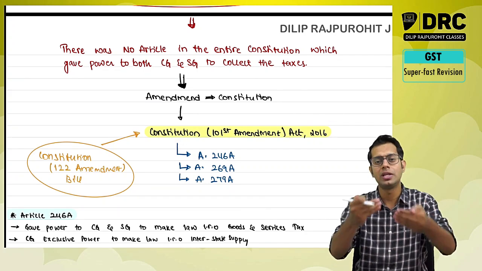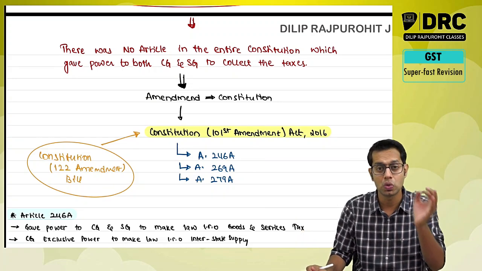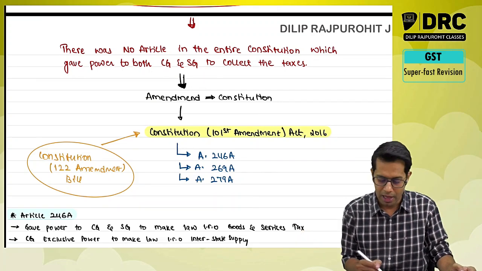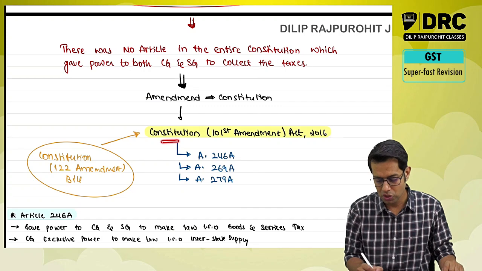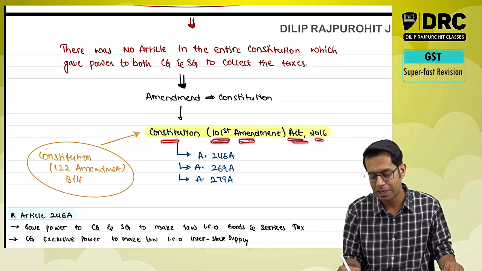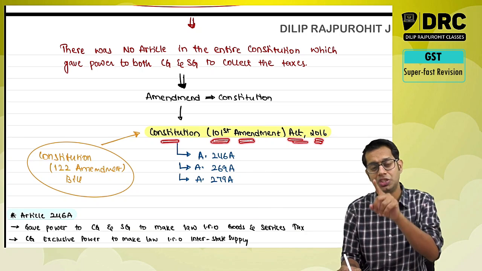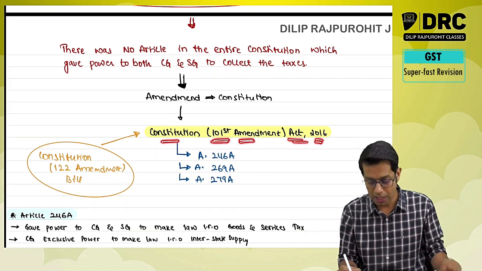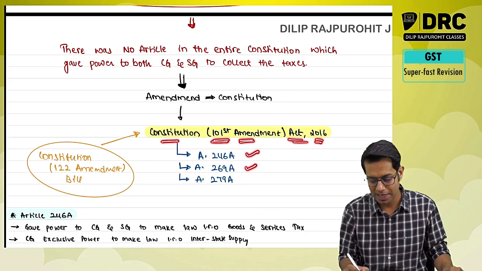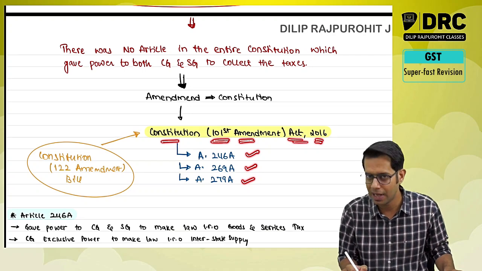Now, we had to introduce some articles in our constitution to give this power to both the central government and state government. Therefore, an amendment was made in our constitution, the 101st Amendment Act 2016. It is because of this Amendment Act that provisions with respect to GST were introduced in the constitution. Article 246A, 269A and Article 279A were introduced.